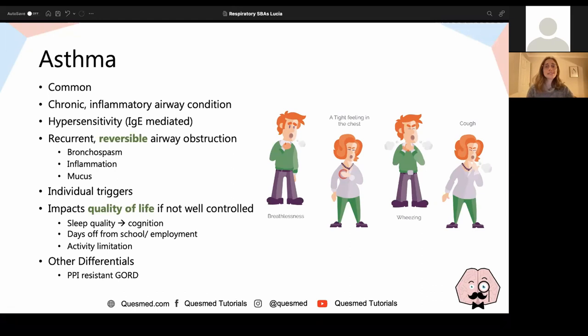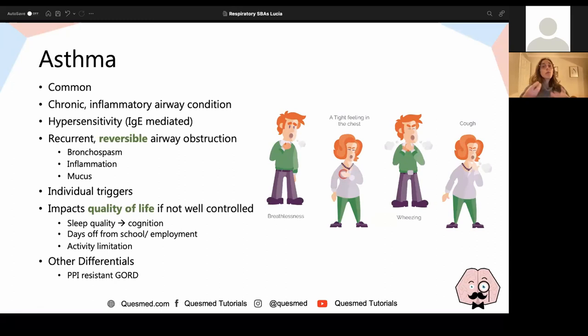The key words that you're going to have to mention, things like chronic inflammatory condition, and the way it differentiates from other obstructive airway conditions is that it is reversible. The main components of asthma revolve around three main aspects: bronchospasm, inflammation, and mucus plugging and mucus production. Patients will have individual triggers, which you will have to try and elicit in a history, try and figure out what it is that makes everyone's asthma a little bit worse.